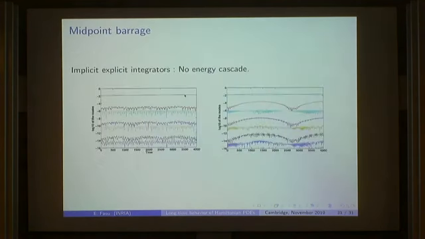But now you use implicit integrators, and you see that you have no energy cascade, because you have completely changed the eigenvalue. Maybe you have smoothed the integrator, you have killed the high frequency, but you have also completely destroyed the resonance effect. Okay, so I think I will stop here, and thank you for your attention.